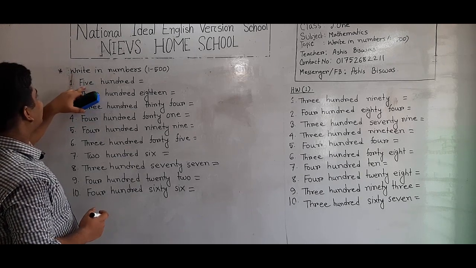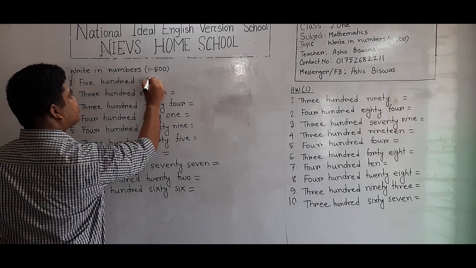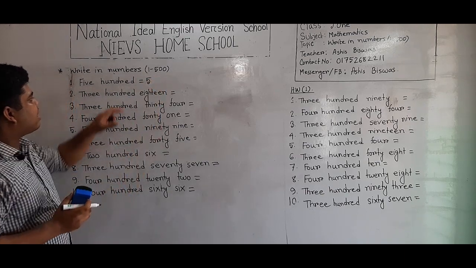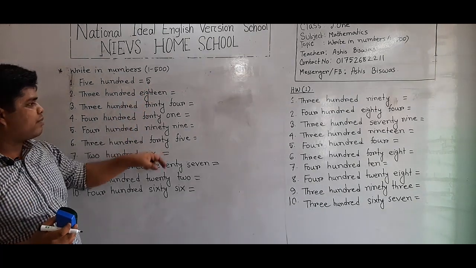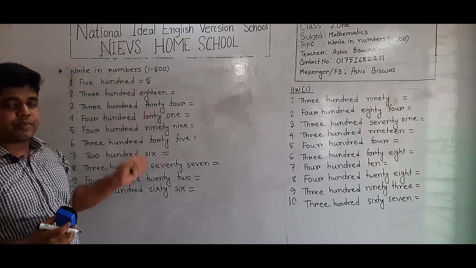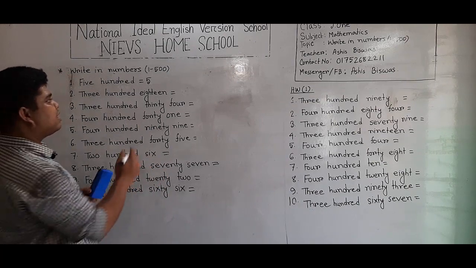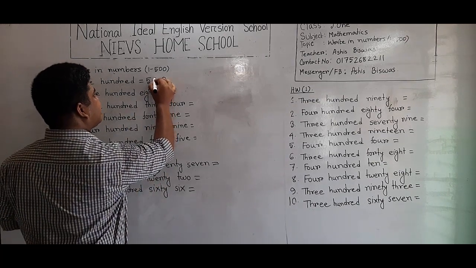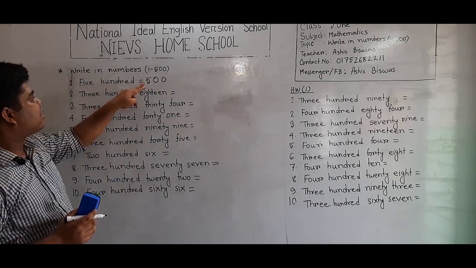First one, 500. 500 means at first we write 5, then 100. That means ones place and tens place are absent. If ones place and tens place are absent, then those two places will be 0. That means in ones place it will be 0 and in tens place it will also be 0. So we read it as 500.